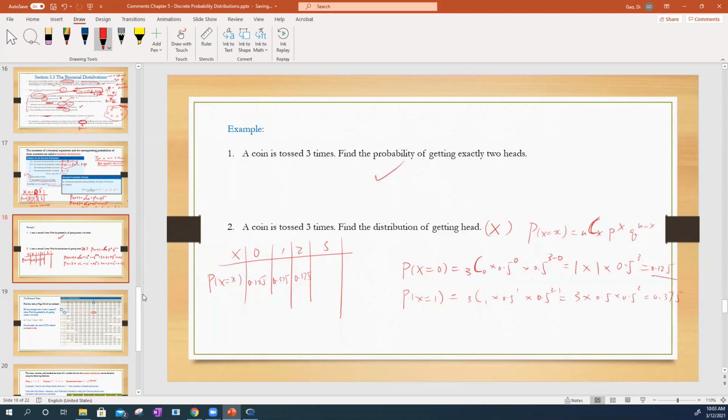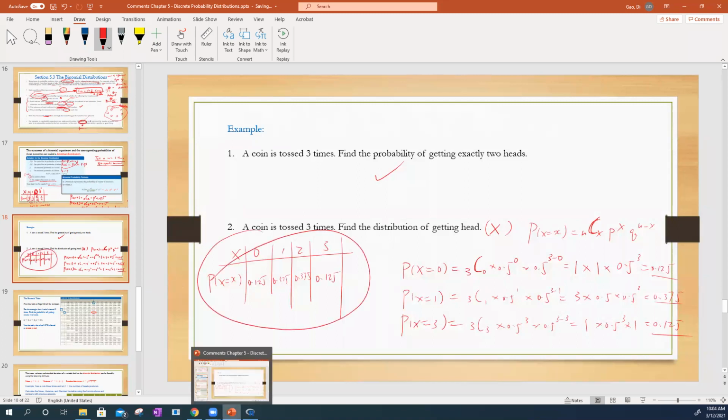So put it here. And then probability of x equals 3. That's 3 choose 3 times 0.5 to the power of x, 0.5 to the power of 3 minus 3. So that is 1 times 0.5 to the third power times 1, because 0.5 to the power of 0 is 1. That's 0.125.